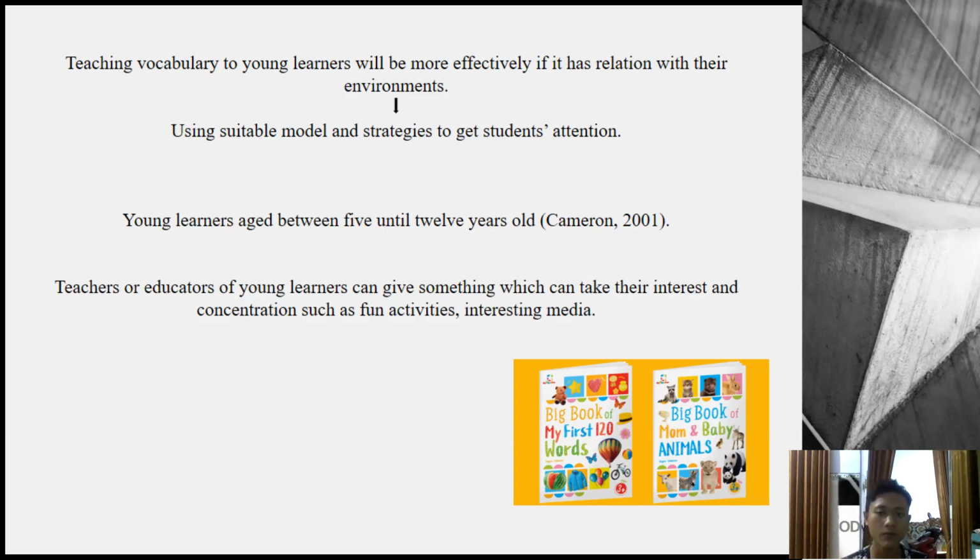And then, based on Cameroon in 2001, young learners are aged between 5 until 12 years old. It means that students are categorized as young learners between first grade to third grade in primary school. Teachers or educators of young learners can give something which can take their interest and concentration, such as fun activities or interesting media.